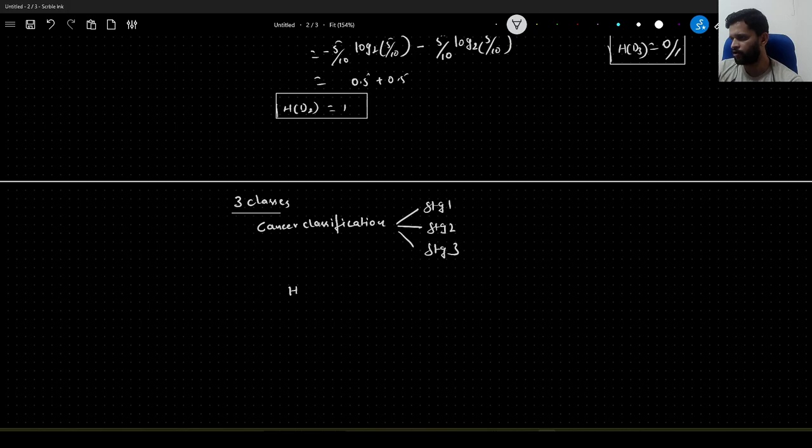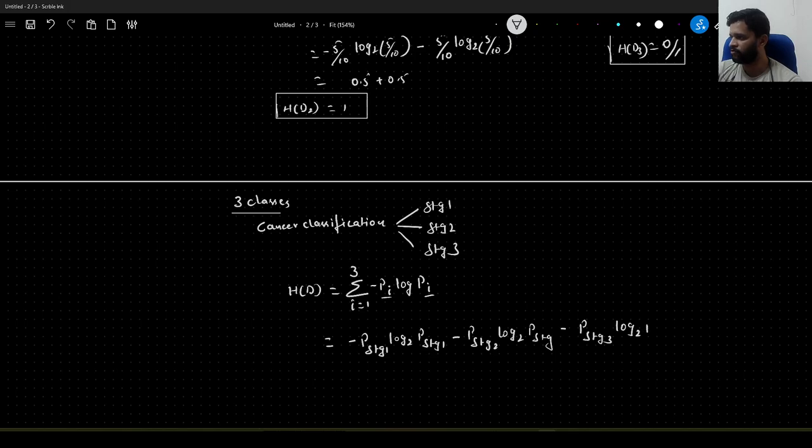Now the entropy of this particular data set, the cancer classification data set, will be computed as, again the formula will remain the same. Now we have three classes, right? So i equal to 1, 2, 3, p_i log of p_i, correct? So p is for probability, right? If I just expand it, it will be minus probability of stage 1 multiplied with log base 2 of probability of stage 1, minus probability of stage 2 multiplied with log base 2 of the probability of stage 2, and minus probability of stage 3 multiplied by log to the base 2 of probability of stage 3, right? So it goes on expanding itself based on the number of classes that we have. Okay, so this is how we will calculate the entropy.